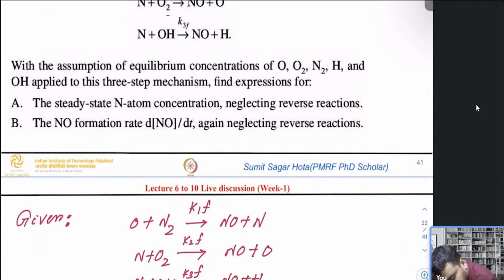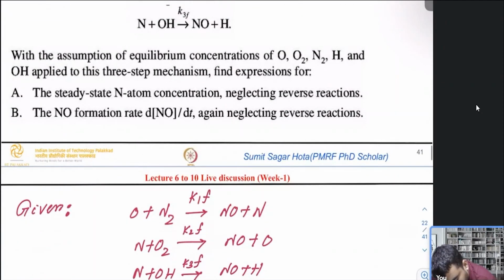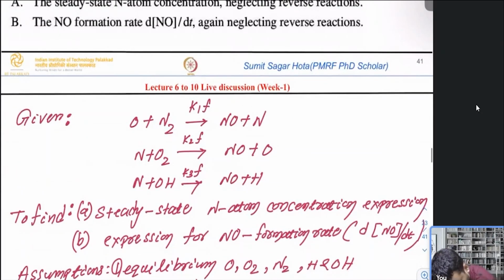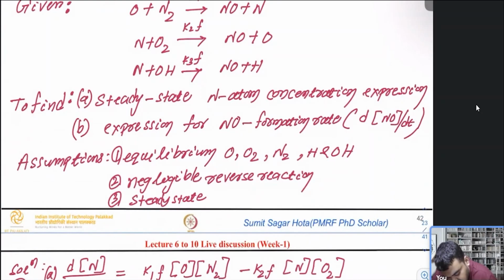With the assumption of equilibrium concentrations of O, O2, N2, H and OH, apply this three-step mechanism and find the expression for the steady state nitrogen atom concentration, neglecting the reverse reactions, and the NO formation rate, d[NO]/dt. Here only the forward reactions and forward rate constants are given, there is no reverse reaction. So we need to find the steady state nitrogen atom concentration expression and the expression for the NO formation rate d[NO]/dt.